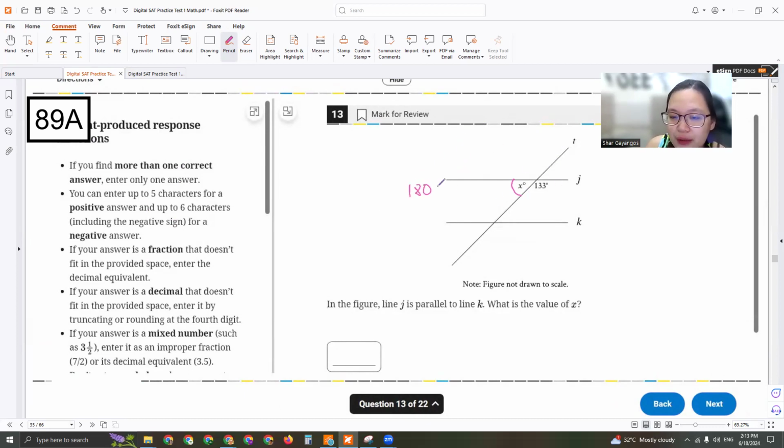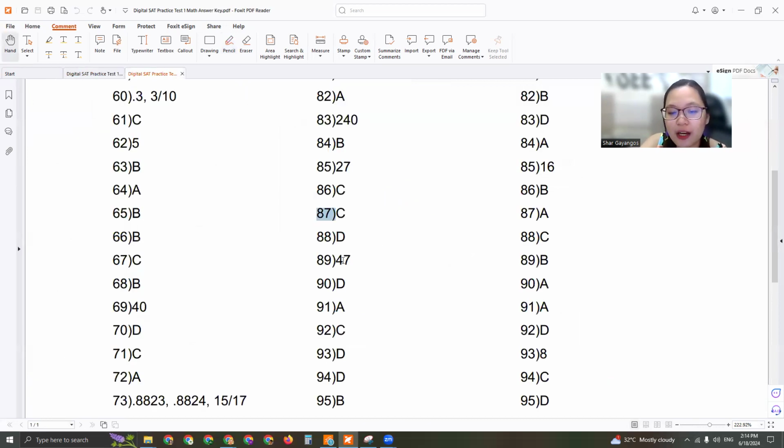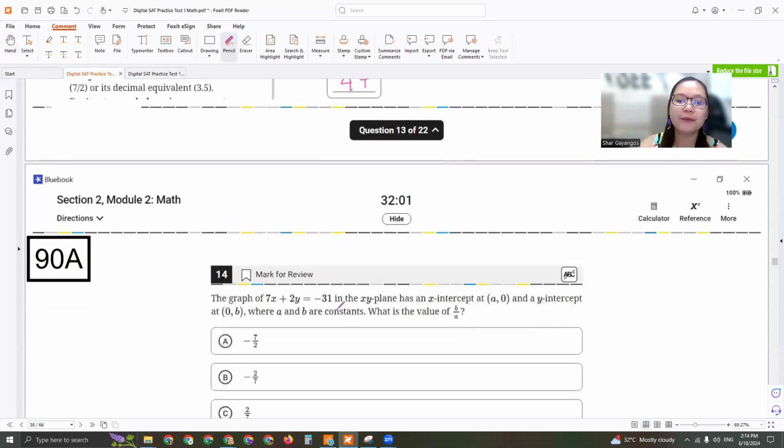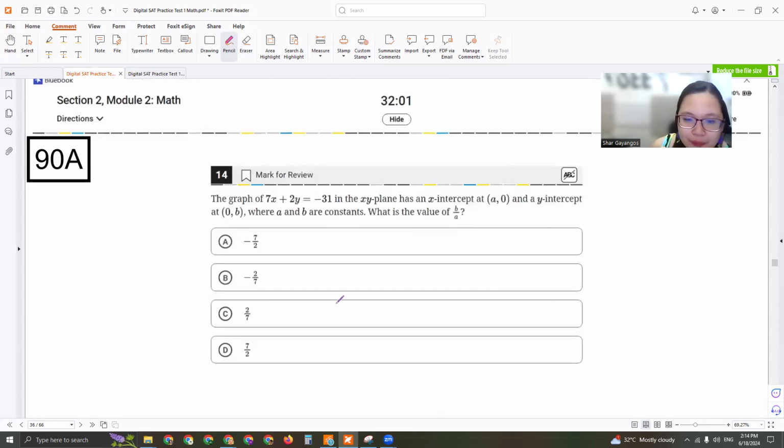So all you have to do is subtract 180 and 133, and that will give you the value of x, and that's 47 degrees, right? So all we have to do is write the numbers. Make sure you review this section, and write your answers in the correct format. So let's double check. All right, perfect. We got 47 for this number, and then let's proceed.